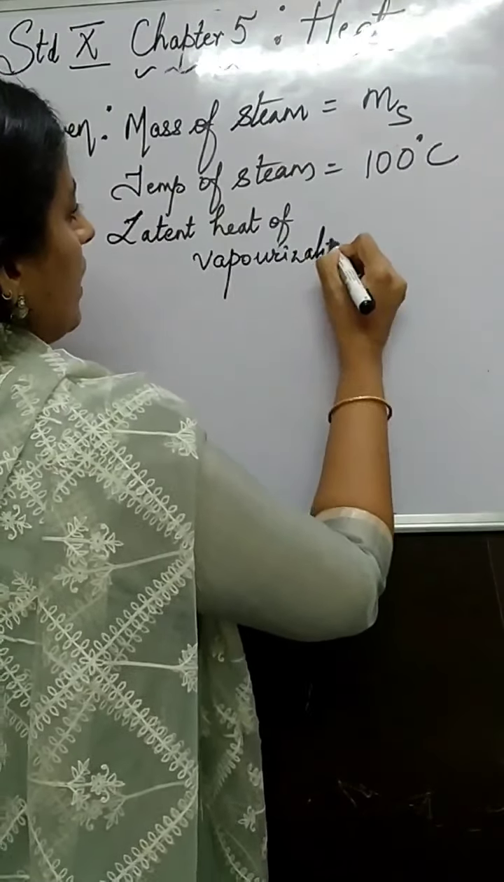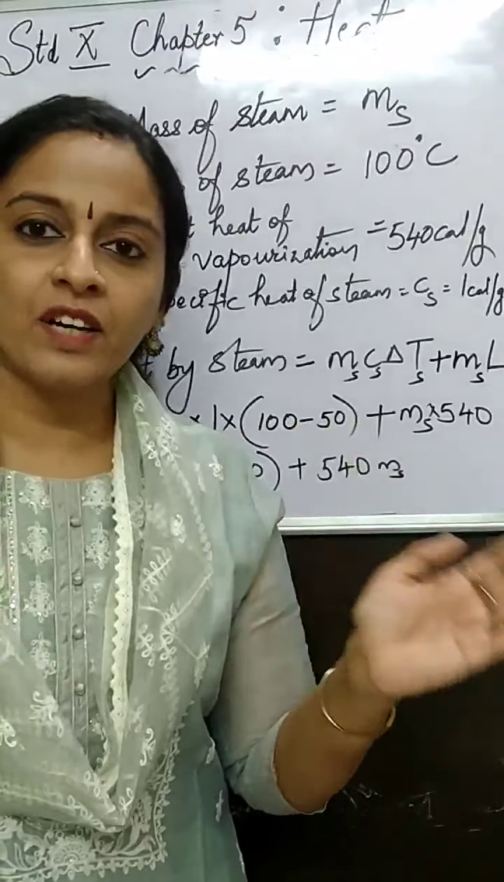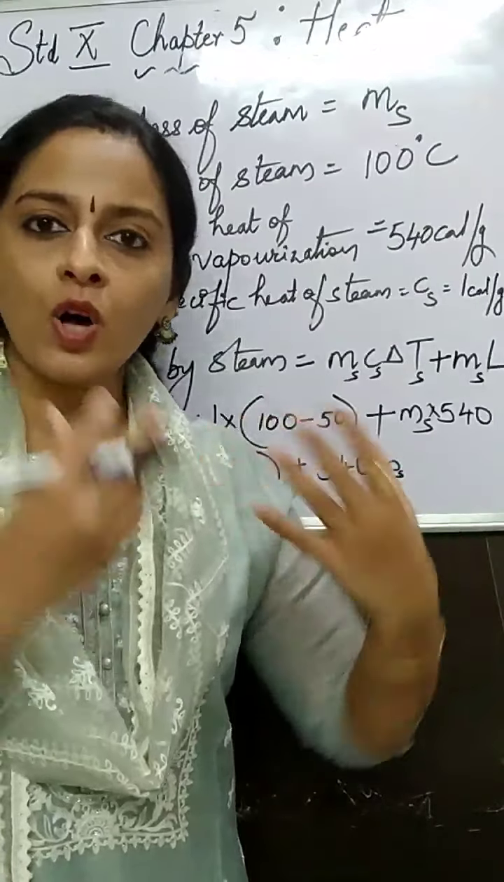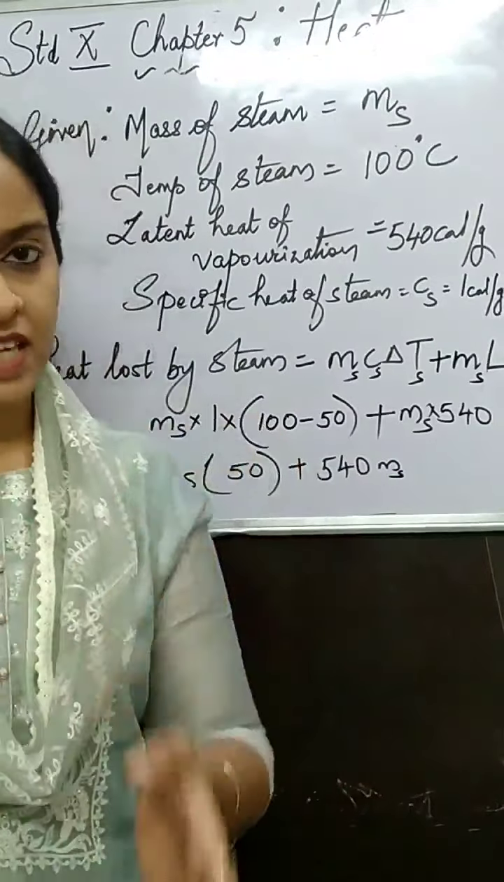And what did we learn? We learnt about the principle of heat exchange. Every hot object will give heat to a cold object, and the quantity will remain equal. Heat lost by a hot object is equal to heat gained by the cold object. So in the same way here, heat absorbed by the ice is equal to heat lost by the steam. By the principle of heat exchange, a very important step you have to write: heat absorbed by ice is equal to heat lost by steam. So I have written all the details.